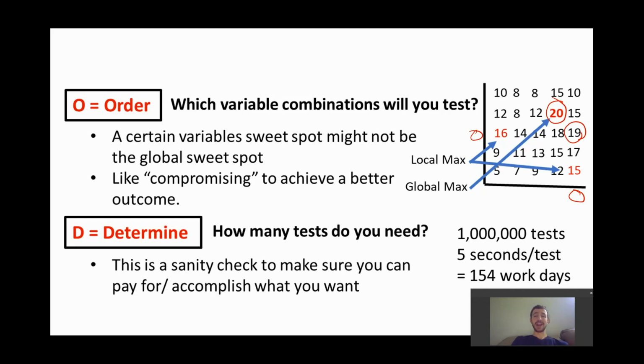Okay, last one is determine. How many tests do you need? This is literally just a sanity check to make sure you actually can pay for or accomplish what you want in the time that you have. So let's say you had 1,000,000 tests and each of those took 5 seconds to test. Well, that would take 154 work days. It's 154 8-hour days to finish. Do you have that much time?